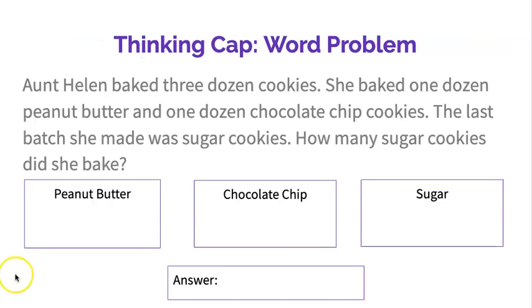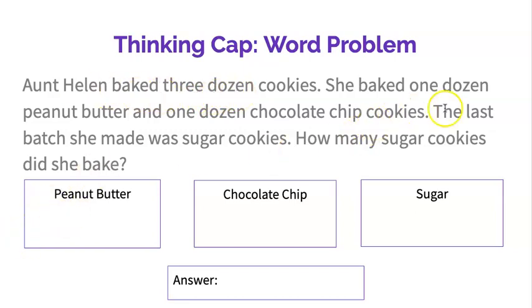All right, the next slide is a word problem. It said Aunt Helen baked 3 dozen cookies. She baked 1 dozen peanut butter and 1 dozen chocolate chip cookies. The last batch she made was sugar cookies. How many sugar cookies did she bake? So we're talking about dozen. We have to know how many a dozen is. So if you remember back a few months ago, we talked about a dozen is 12.